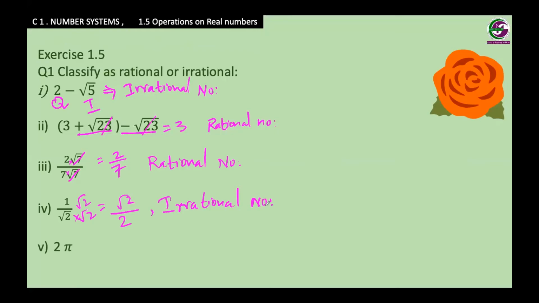Okay, now 2 pi. We already studied that pi is a non-recurring, non-terminating number, which means it will not end, it will not repeat. So this is an irrational number multiplied by a rational number, which is also an irrational number.